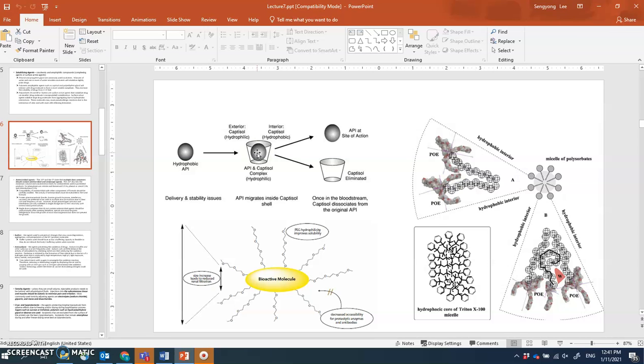So once it's injected into the patient's body, Captisol could come off of the API at the site of injection, and the API will go into your target site. So that's what Captisol would do. Okay.